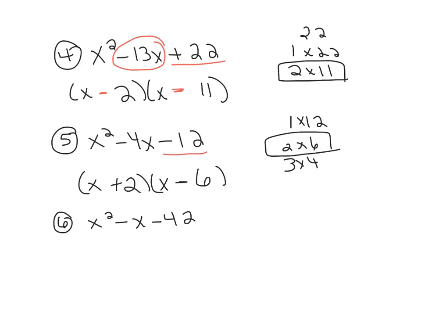Okay, let's see if you got the answer. Because this is a negative, one has to be a negative and one has to be a positive. You should have had x minus 7, x plus 6, because 7 times 6 is 42, and then you need the negative 7 when you FOIL it out. Hopefully you're doing okay with this. Now we get to number 7, and I really need you to look at this one before you start.